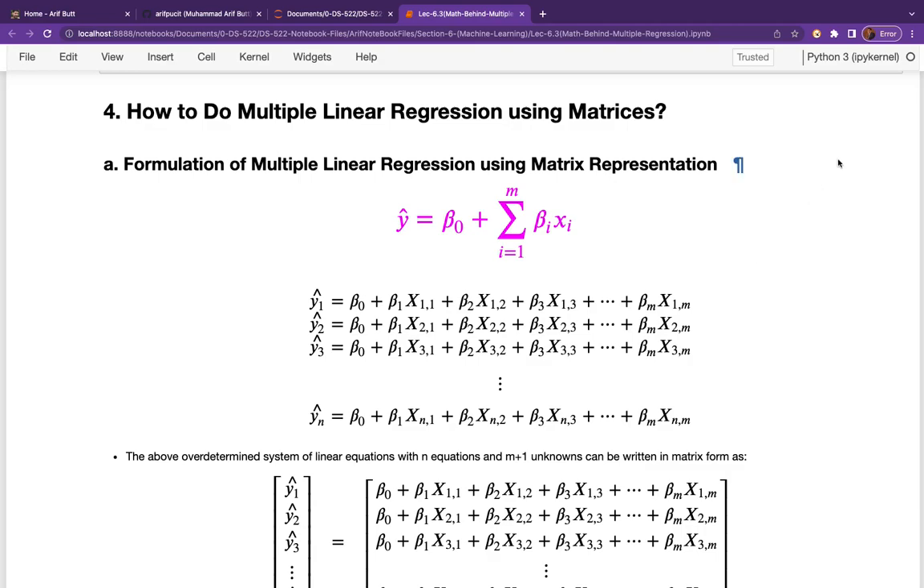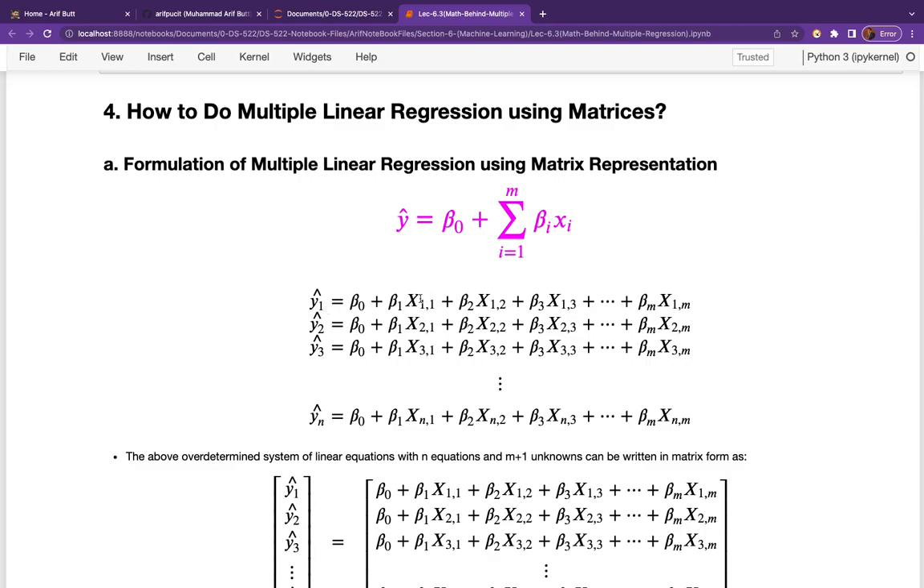We have already discussed the generic form of multiple linear regression, which is shown in magenta color over here. For m input features and n data points in our data set, this summation can be expanded to this overdetermined system of linear equations as shown over here. Let me describe these two comma separated subscripts of x.